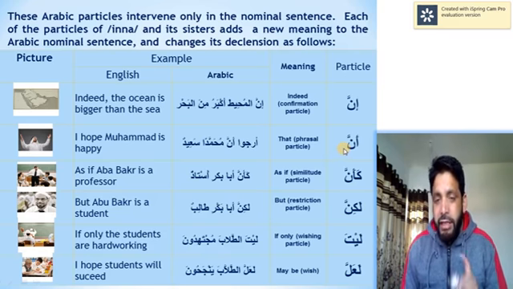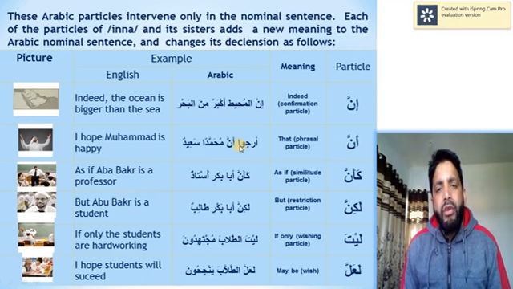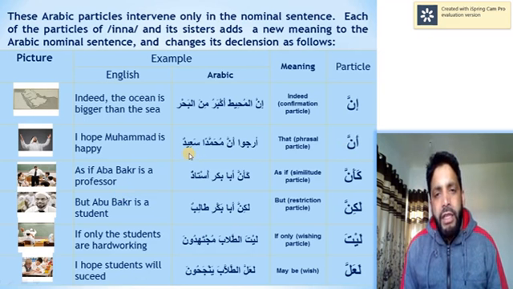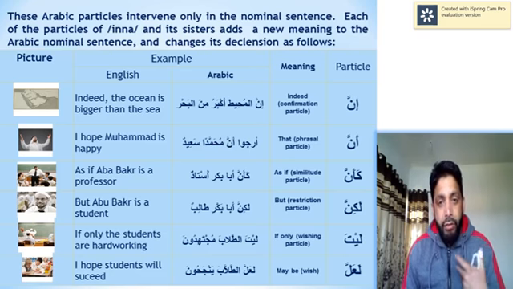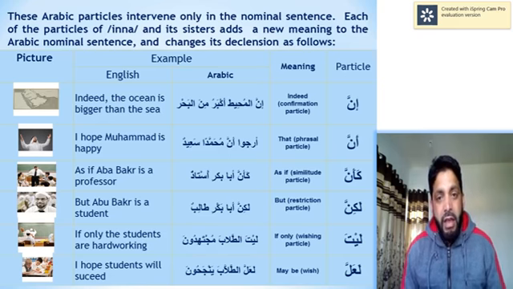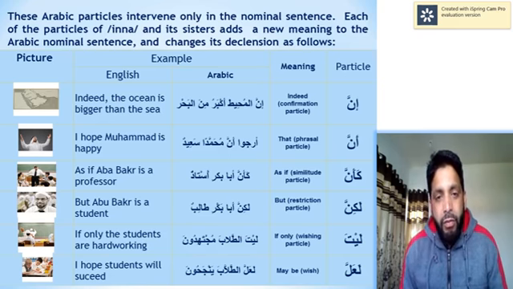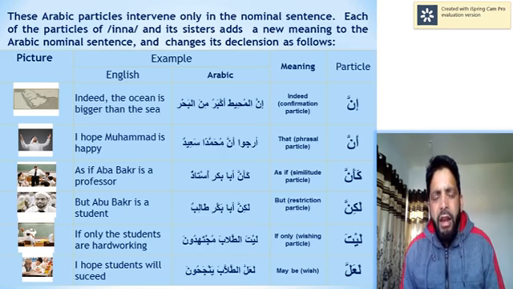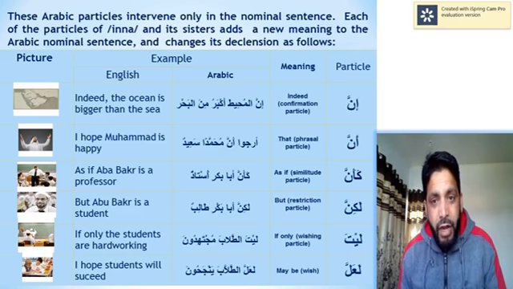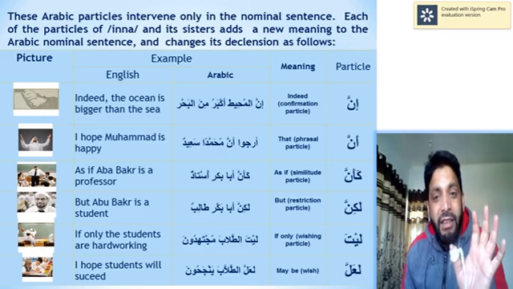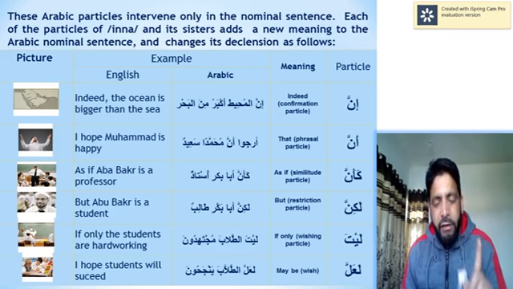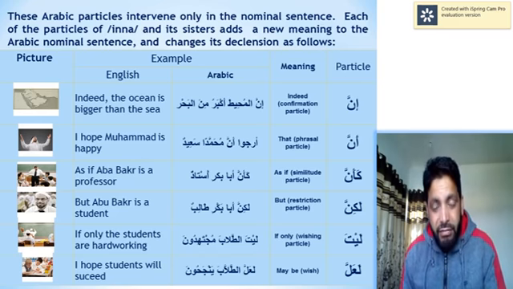Second is anna. Arju anna Muhammadan Sa'idun. It was basically Muhammadun Sa'idun. But when I say Arju anna Muhammadan Sa'idun, arju means I hope, anna means that. I hope Muhammad is happy. Anna is also used for confirmation, but sometimes we use it as a phrasal particle. You see here, it gave the meaning of that.